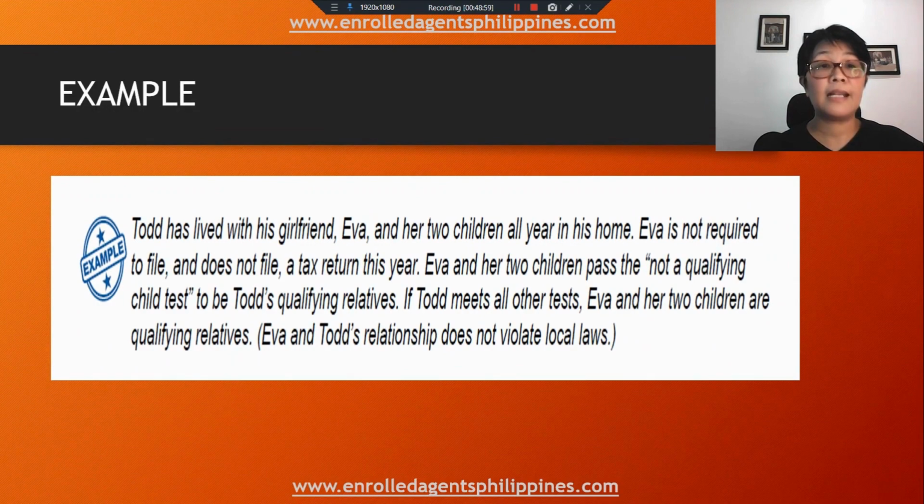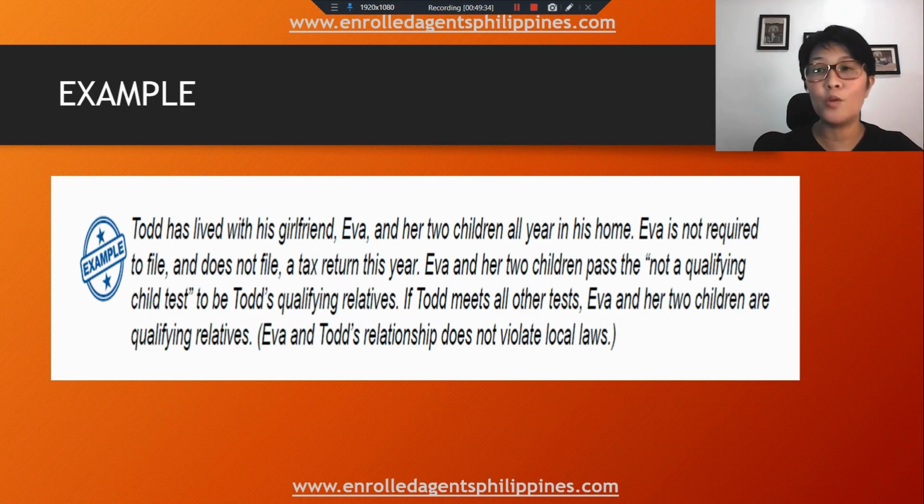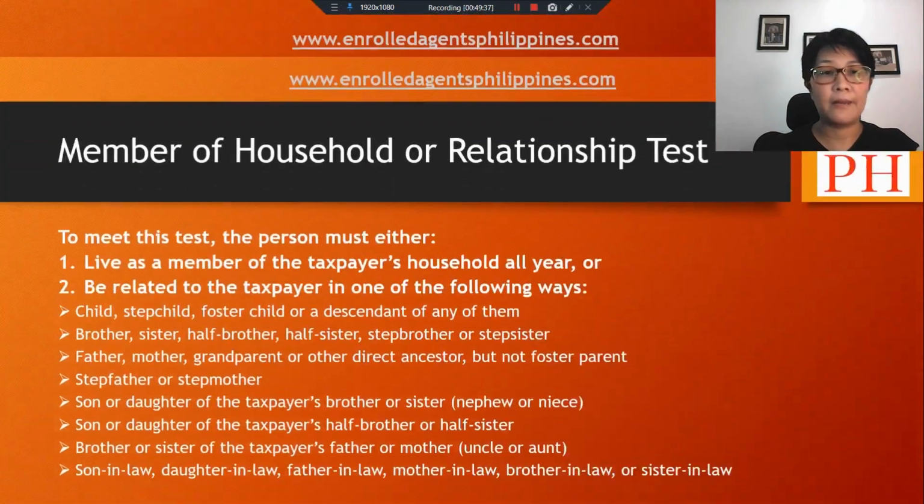Okay? Example, Todd lived with his girlfriend Eva and her 2 children all the year in his home. Eva is not required to file and does not file a tax return this year. Eva and her 2 children pass the not qualifying child test to be Todd's qualifying relatives. If Todd meets all the other tests, Eva and her 2 children are qualifying relatives. Eva and Todd's relationship does not violate any local law. So, pwede naman. Okay? So, kailangan lang maintindihan nyo talaga yung rule kung kailan mag-a-apply.